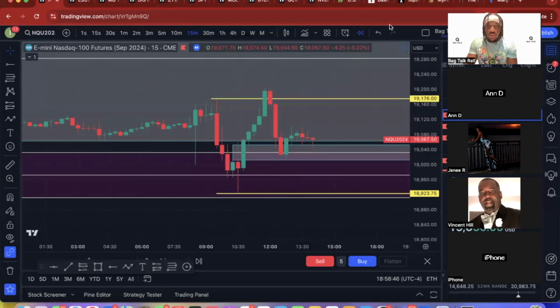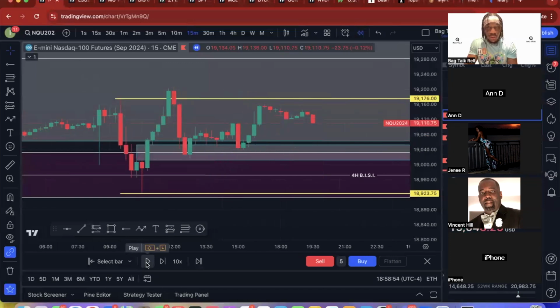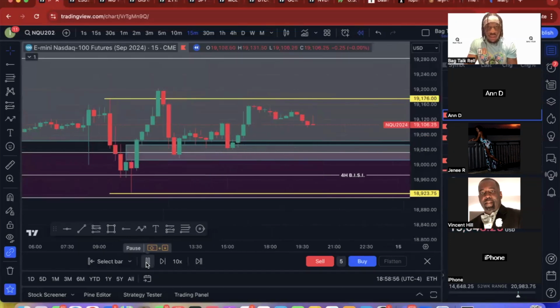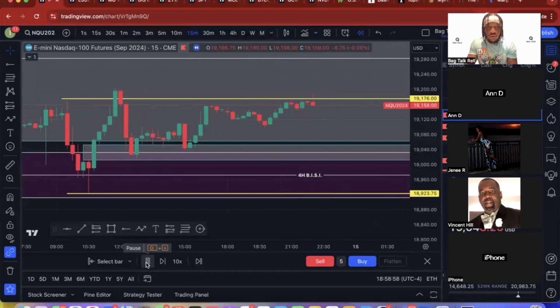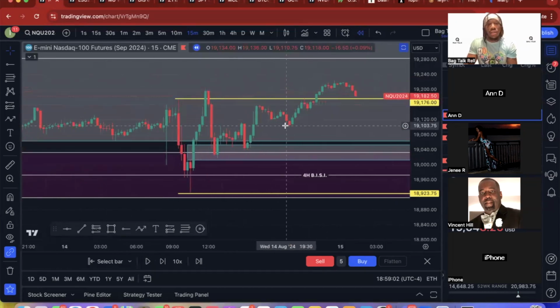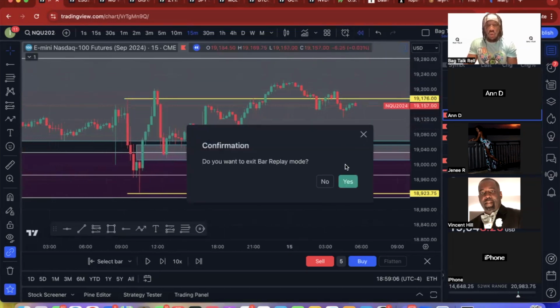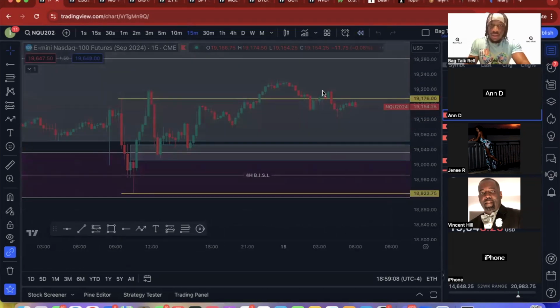So that's that. Once again, you never got confirmation for downside. And then when we come back up, we're still on the 15-second. My computer is just lagging a little bit. But if you could kind of see, we never got confirmation for downside. And so then the market rallies after that.